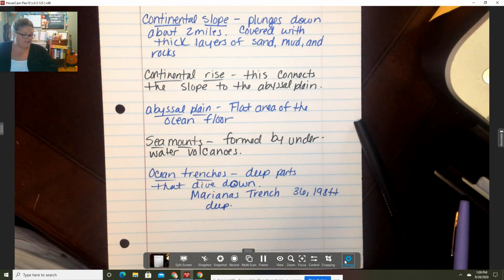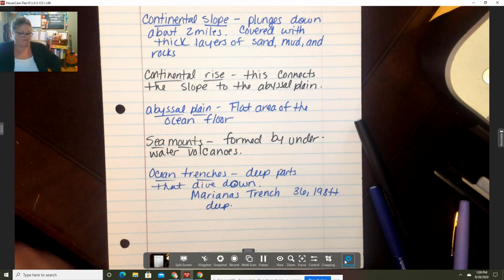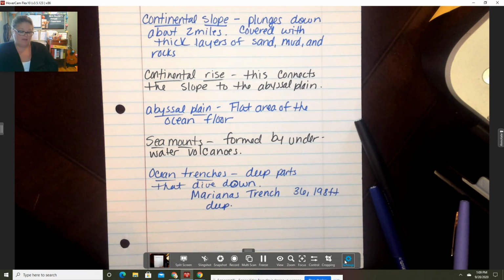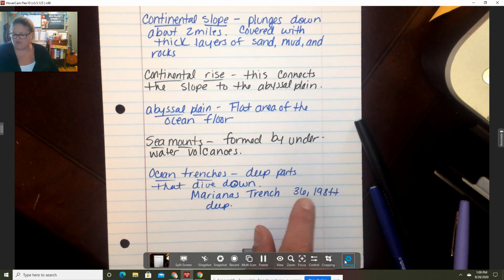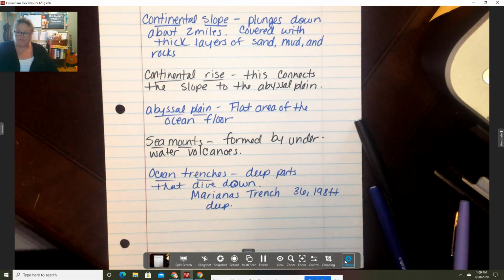Deep. So just to put it in a little bit of perspective, if you've ever heard of the Grand Canyon, the deepest part of the Grand Canyon is 5,300 feet. And then you think about that trench that is 36,000 feet. So that is pretty deep. And then, a mile is around 5,000 feet. And just think about how many miles that would be. Okay. All right. So that is the ocean floor vocabulary and diagram.